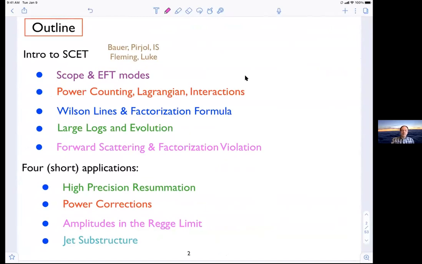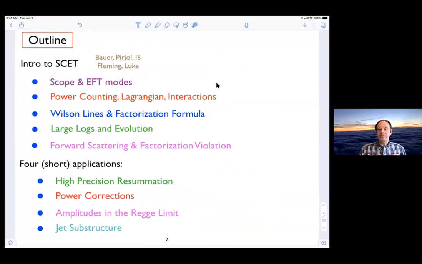I'll start, in the first more than half of the time, by going through some of the basics of how this EFT is constructed and what kind of things it describes. So we'll start by talking about what the scope is. Wajing already mentioned a bunch of things that it can be used for. Then we'll talk about what every effective field theory has to talk about, which is how the power counting is set up. How is it organized? What is its Lagrangian? How do things interact?